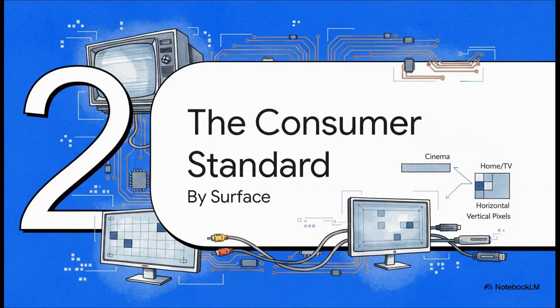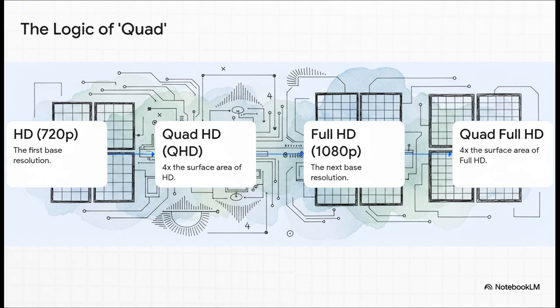But here's the twist. While the cinema world was busy counting pixels from side to side, the TVs and computer monitors in our homes were evolving on a totally separate track, with a whole different way of thinking about resolution. See, for consumer tech, the logic wasn't about width at all. It was all about multiplication, specifically multiplying the surface area. Engineers would literally take an existing standard and just quadruple it. So you take a 720p HD screen, you multiply its total pixels by 4, and boom, you get Quad HD. You do the exact same thing with a 1080p Full HD screen, and what do you get?